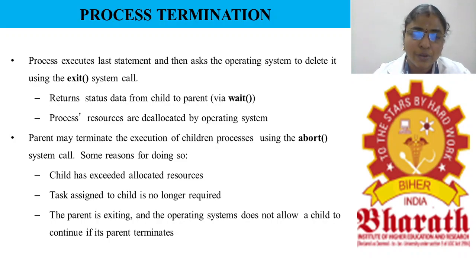What are the reasons for the abort system call? First, the child can exceed its allocation of resources. This is a major point. Second, the task assigned to the child is no longer required, so at that time the parent can call this abort system call. Third, the parent is exiting. Some operating systems do not allow a child to continue if its parent terminates.